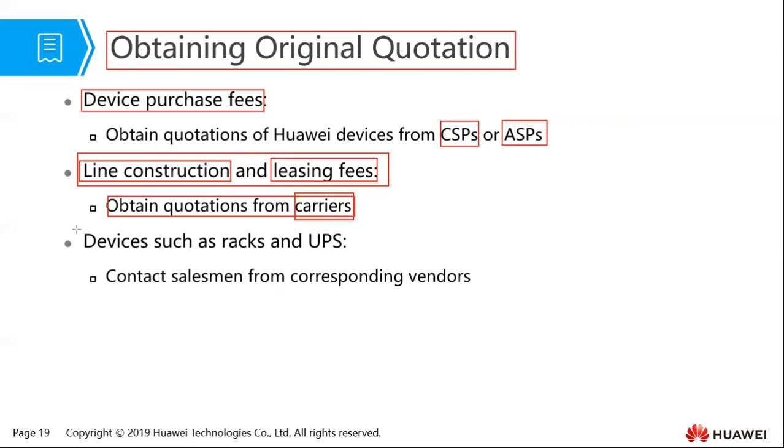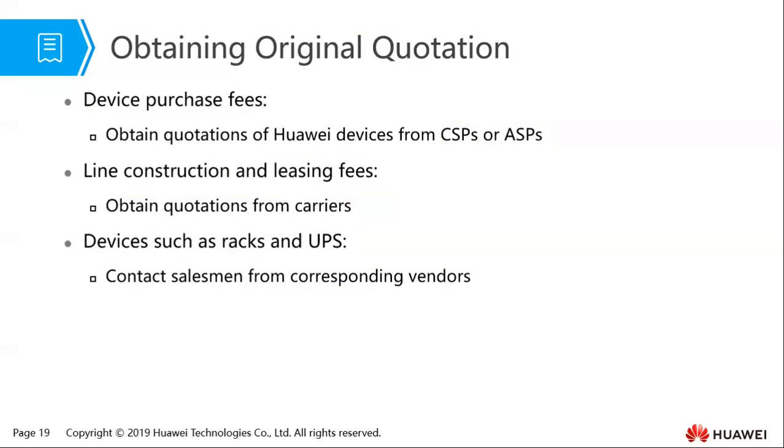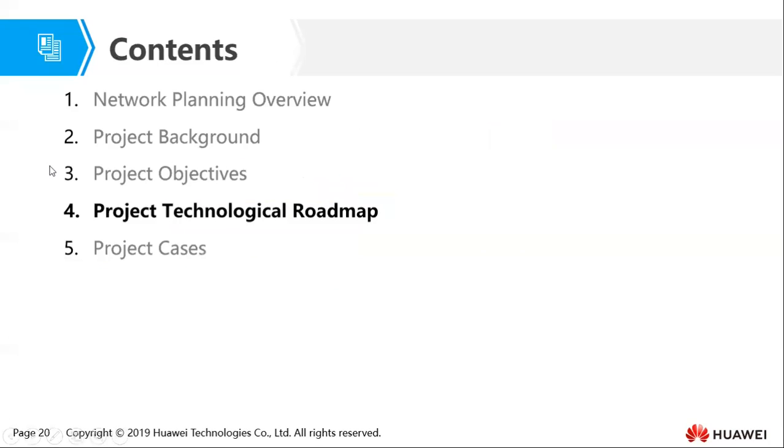Now, the other quotations you might need are quotations for the racks, the uninterruptible power supply, the air conditioning system, electricity, and so on and so forth. For these, again, you need to contact the salesman for the corresponding vendors. So that's how you obtain the cost from the quotations.